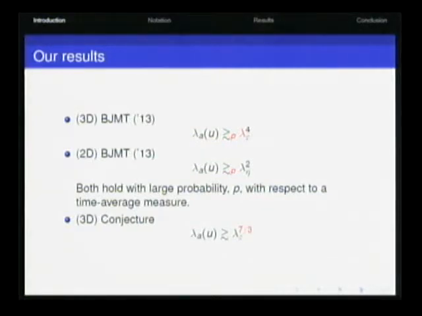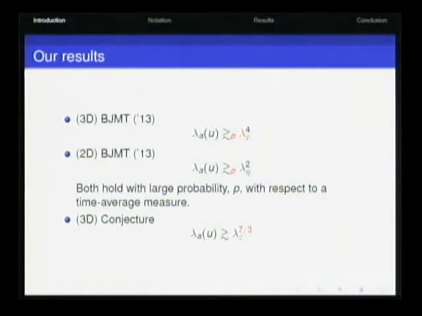And this P here is because we have these holding with large probability P with respect to some time average measure, which I'll explain briefly later. And our analysis shows that in 3D, it seems that one can push it down to 7/3 perhaps. There's hope for that. Yes, with the P still there. Yes, thank you.